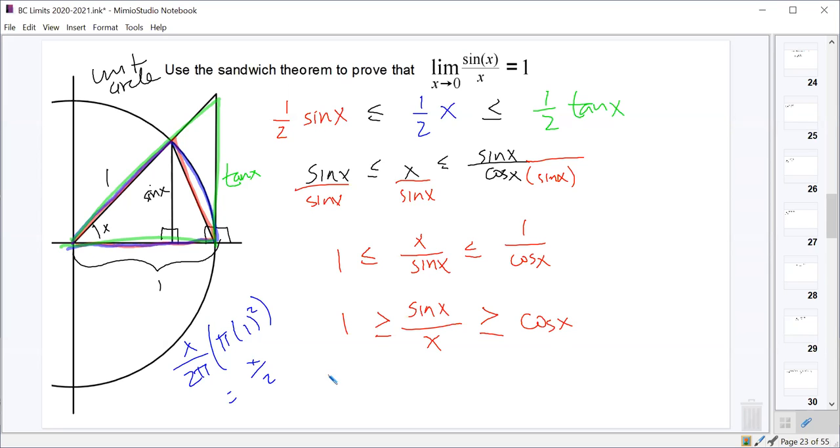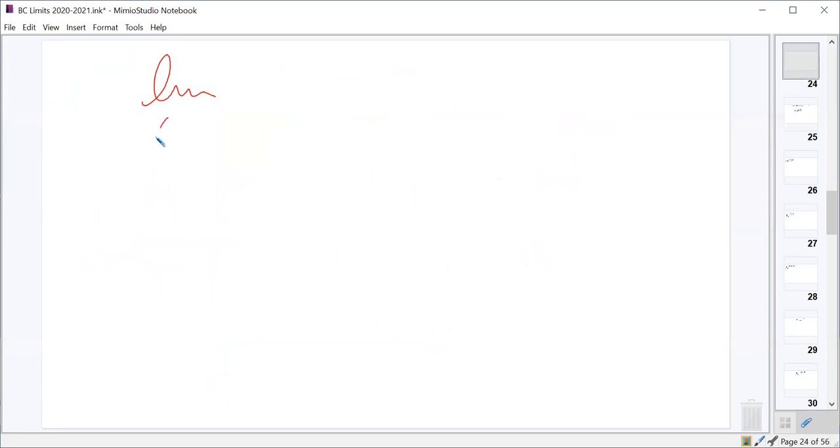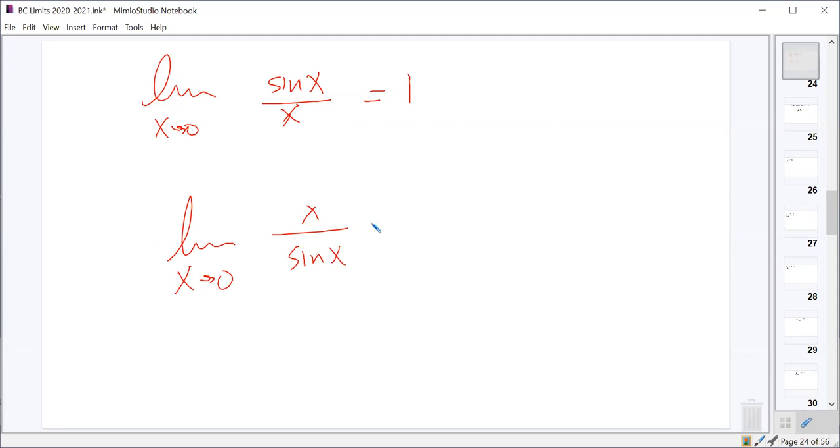And what is our limit as x approaches 0 of 1? It ought to be 1. And the limit as x approaches 0 of cosine of x ought to be the cosine of 0, which is 1. And therefore, by the squeeze theorem, the limit as x approaches 0 of sine x over x equals 1. And what other one should we know that's related to this? The reciprocal of it. The limit as x approaches 0 of x over sine x is also equal to 1.